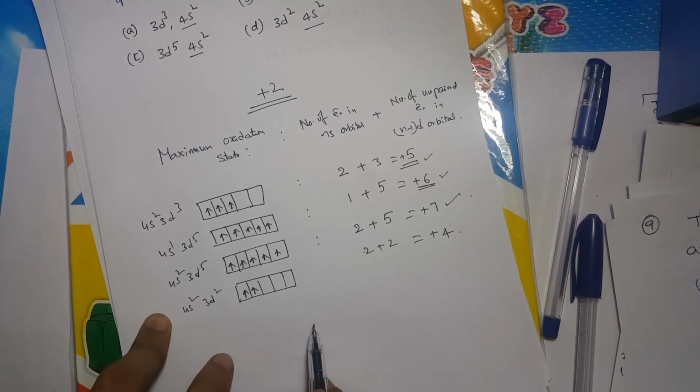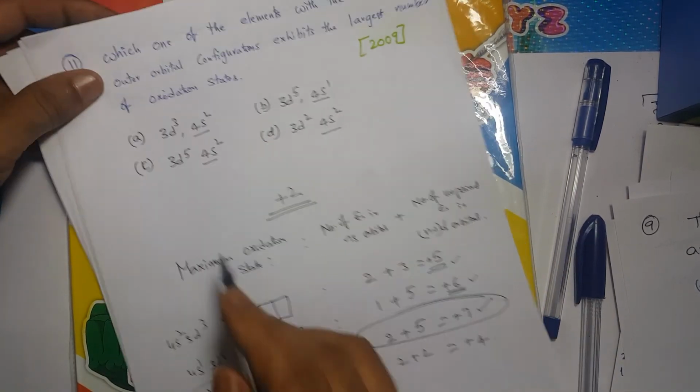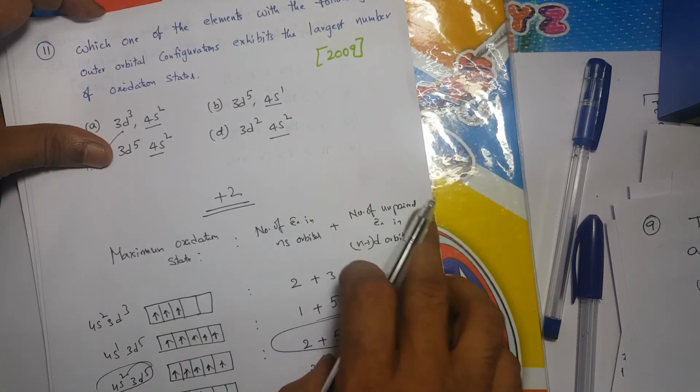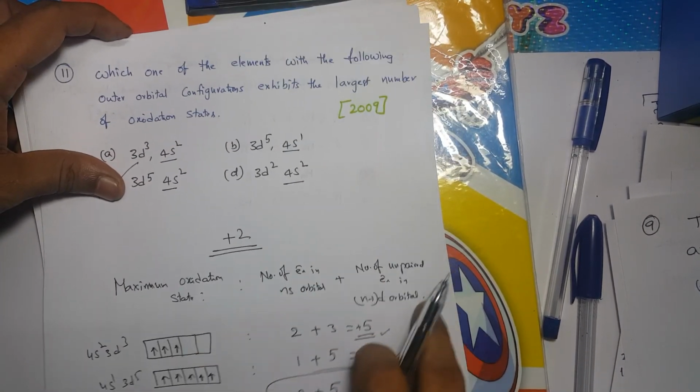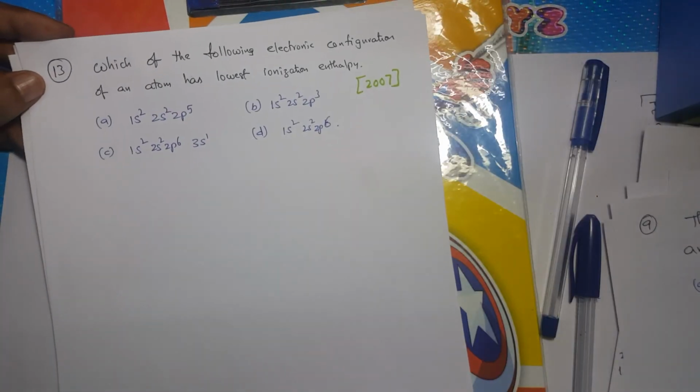So which one shows the highest oxidation state? That is 4s2, 3d5. So this is the formula to use to calculate the maximum oxidation state shown by the d block elements. It's a very important one.